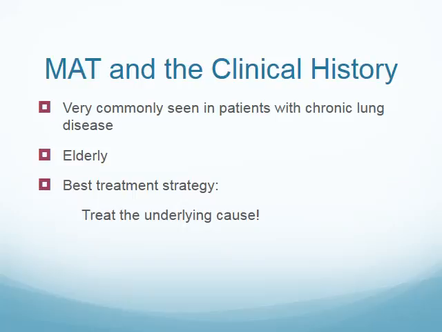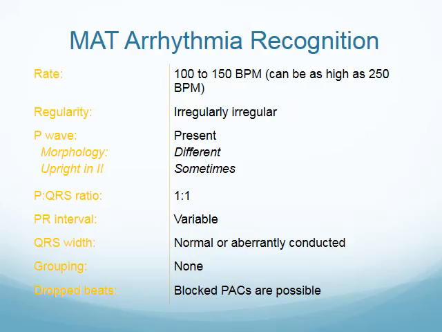This is most commonly seen in patients with chronic lung disease. It can be seen in the elderly. The best treatment strategy is to treat the underlying cause. Recognizing it here, we need to look at the rate. It's going to be 100 to 150 beats a minute. Our biggest variable, like I said, is going to be the rate whenever we're trying to differentiate between a wandering atrial pacemaker and a multifocal atrial tachycardia.